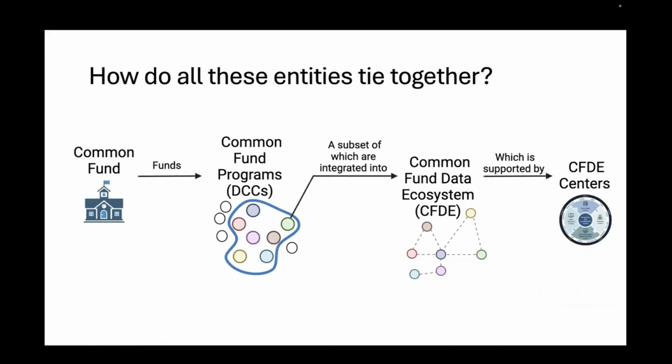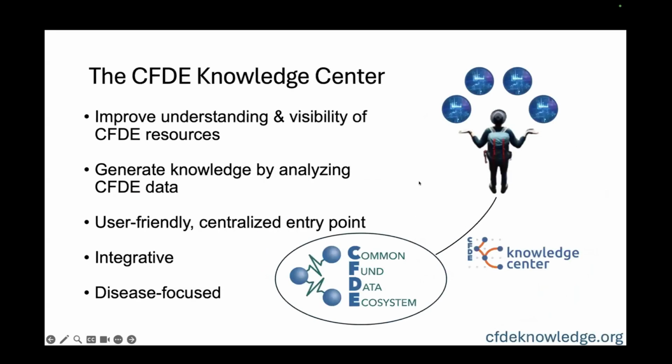So we just talked about a lot of things. This slide is meant to summarize the relationship between them. The Common Fund funds these Common Fund programs, or DCCs, Data Coordinating Centers. A subset of these data coordinating centers are integrated into the Common Fund Data Ecosystem, both individually and through pairings that might not have existed otherwise. And these are supported by the efforts of 5 CFDE centers. We are one of these CFDE centers, the Knowledge Center. Our goal is to improve the understanding and visibility of CFDE resources, to generate knowledge by analyzing the CFDE data and providing it in a user-friendly and centralized way that people can access all in one go to explore other points in the ecosystem. Importantly, it's designed to be integrative and also focused on disease.